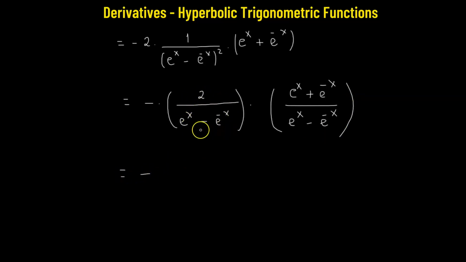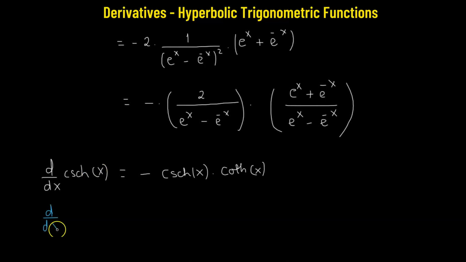So this ratio, 2 over e raised to the power of x minus e raised to the power of negative x, is the hyperbolic cosecant function, times this, the hyperbolic cotangent function. So this is the derivative of our hyperbolic cosecant function. If we want to remember this formula, the easy way would be to remember the derivative of the cosecant function, which is negative cosecant x times cotangent of x. It has a very similar form, so it's quite easy to remember, and we also have the negative sign as well.